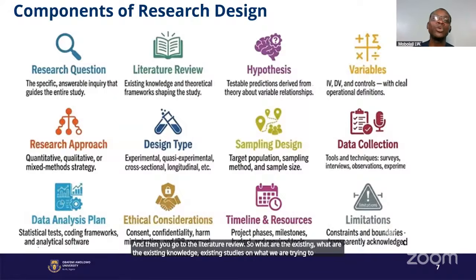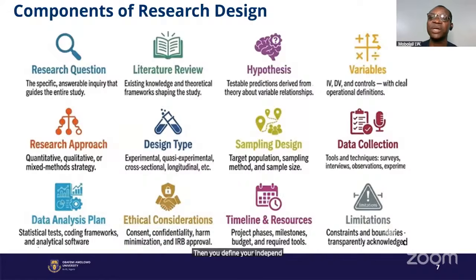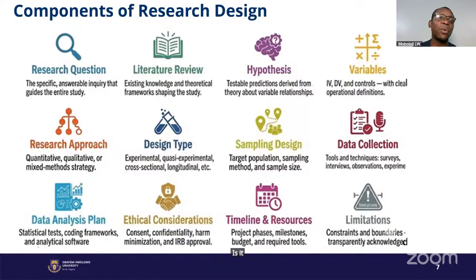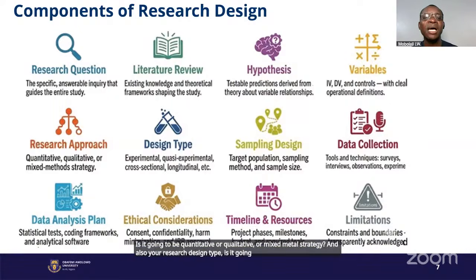And also you make some testable predictions, your hypothesis. Then you define your independent variable, your dependent variables, the controls, and all of these are the official definitions of the terms you're using in your study. And what research approach are you going to use? Is it going to be quantitative or qualitative or mixed method strategy? And also your research design type, is it going to be experimental or quasi-experimental or cross-sectional or longitudinal study?